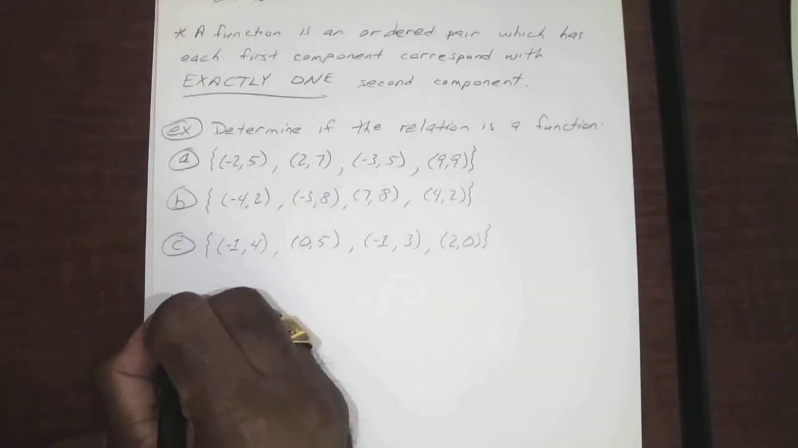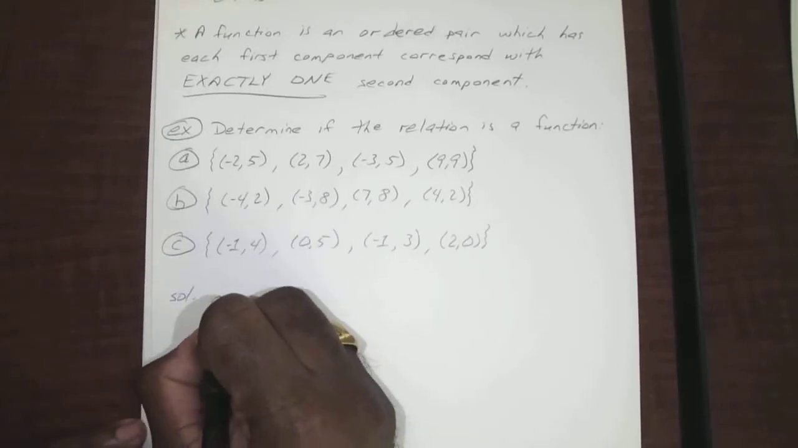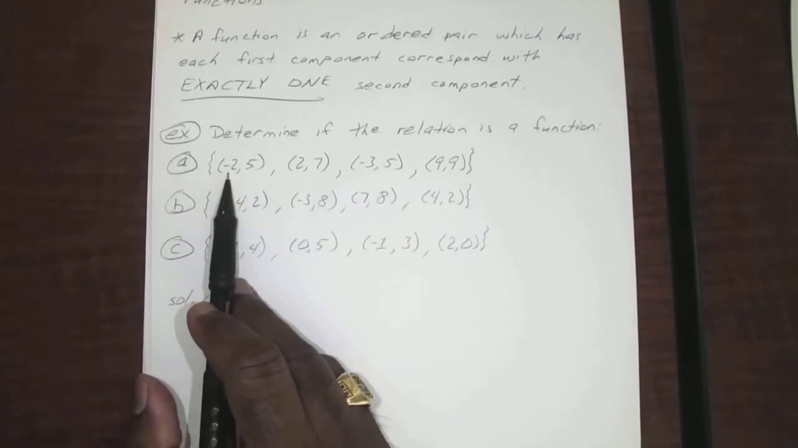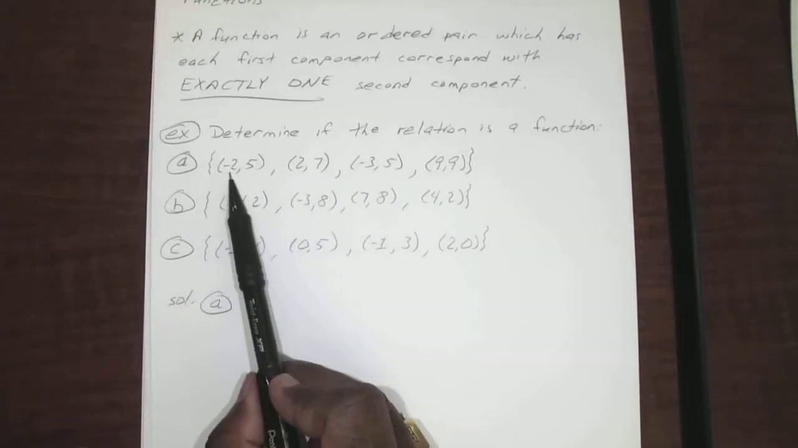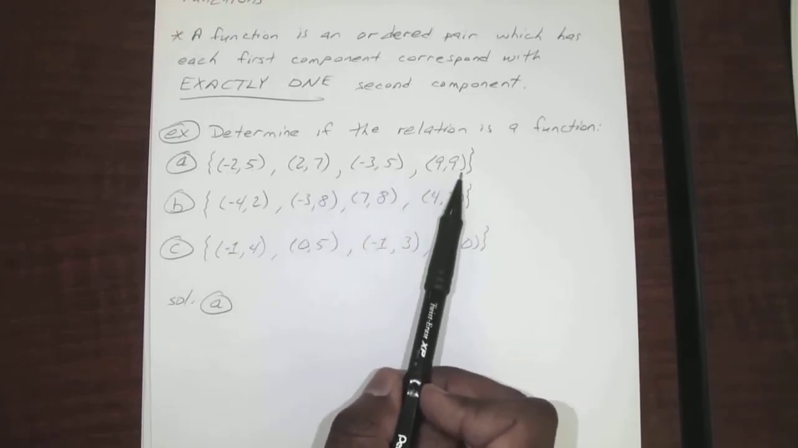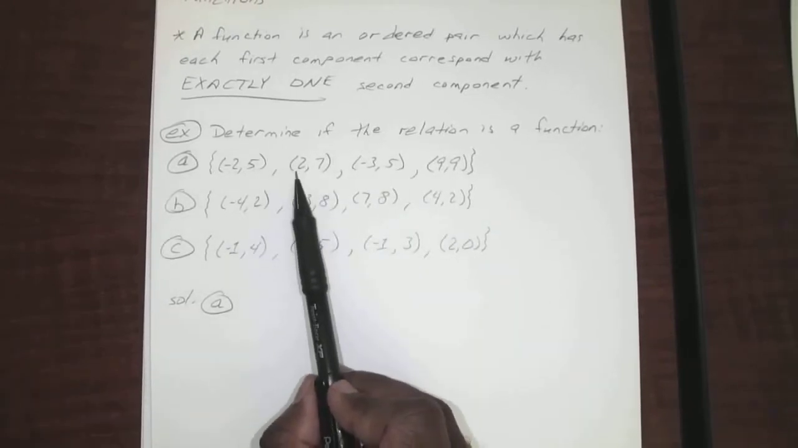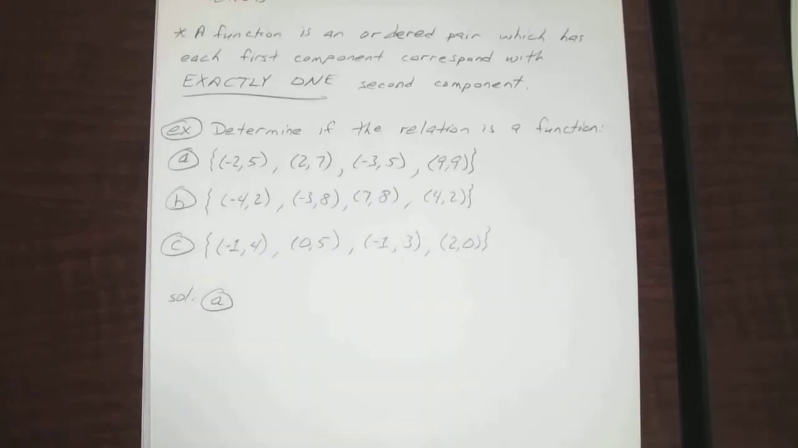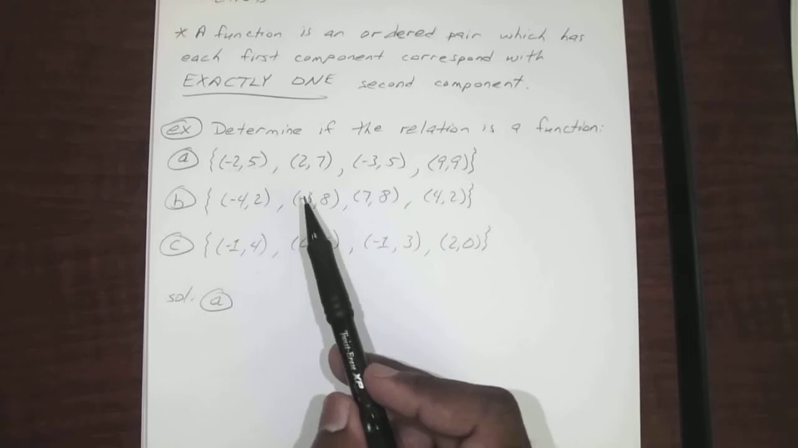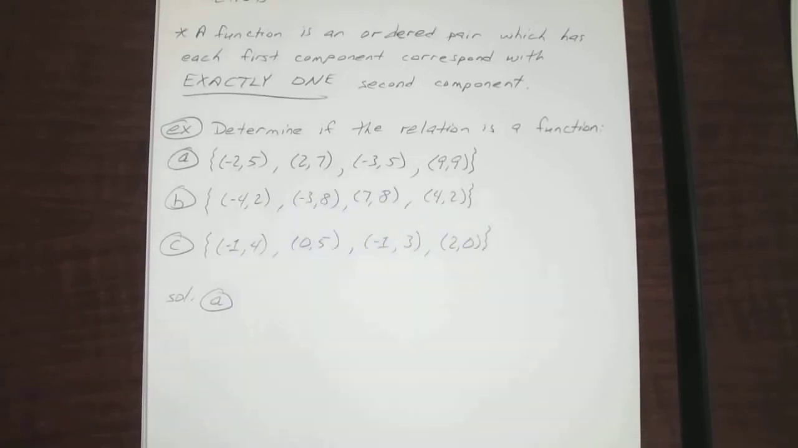All right, so we got our solution to A. Is that a function or not a function? Yep, it is a function because every x has exactly one y. So -2 has a y component of 5. You don't see -2 having a different y component. Same with 2. As long as each first component is only matched up with exactly one second component, you're okay. Yep, so this is a function.